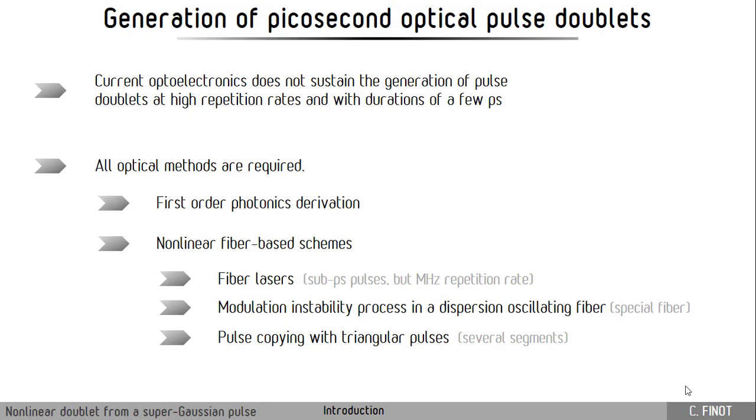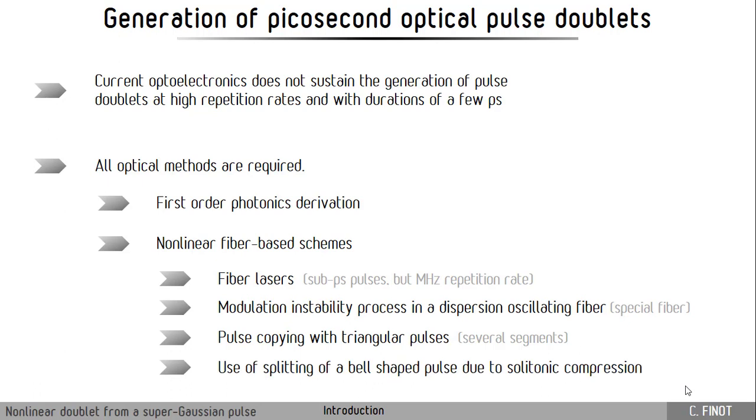There have also been some suggestions of using the modulation instability process in dispersion-oscillating fibers, but it requires very special fibers. In previous works, we have shown that it is possible to benefit from triangular pulses to make pulse copying. Here, the drawback is that it needs an arrangement of several fibers. So if you want to keep an experimental setup that is quite simple, then one possibility is to use the splitting of a bell-shaped pulse during a process of solitonic compression.